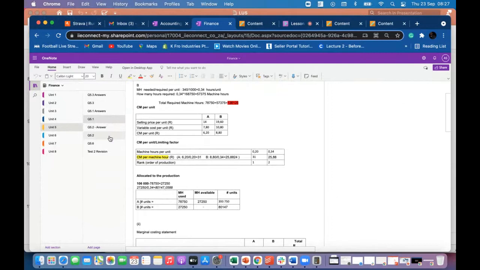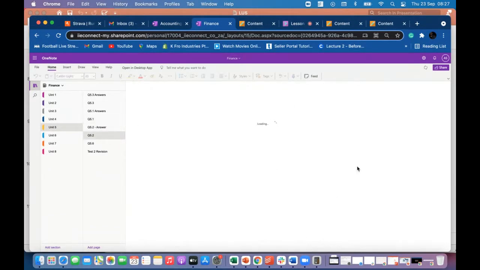Yeah, so here, if you know your simultaneous equations, that goes a very long way.